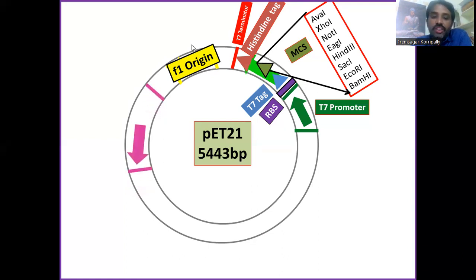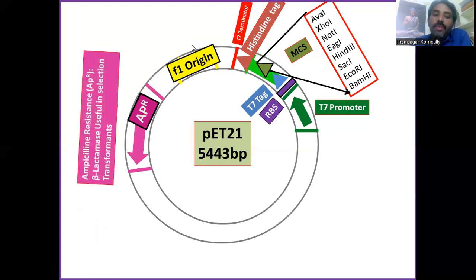And one more interesting feature is the ampicillin resistance marker, which is required for the selection of transformants. Whenever this vector is transformed into E. coli, which is sensitive to ampicillin, the transformed E. coli become resistant to the ampicillin, and they grow in the presence of ampicillin. That is provided by the ampicillin resistance marker or gene called beta lactamase. So beta lactamase is useful in selection of transformants. And there is one more feature, the origin of replication, required for the autonomous replication of the plasmid.